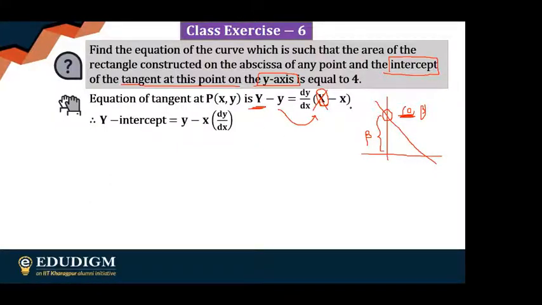You don't have to go for the intercept form. You don't have to find out the intercept. Just try and use the basic thing. This is the y-axis, right? So you put just x equals to 0. You get the point. This is the y-intercept.